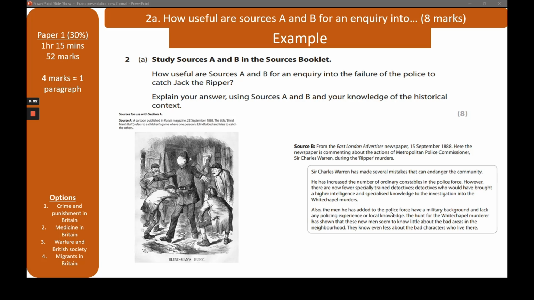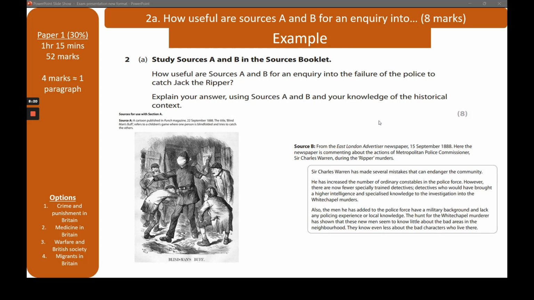Also, the men he has added to the police force have a military background and lack any policing experience or local knowledge. The hunt for the Whitechapel murderer has shown that these men seem to know little about the bad areas in the neighbourhood. They know even less about the bad characters who live there.